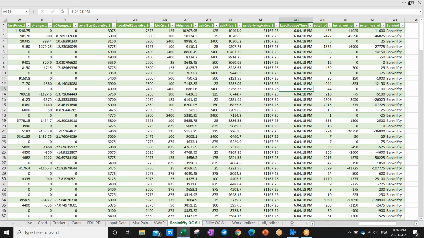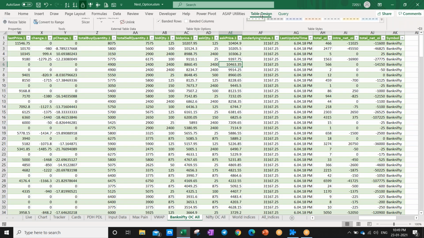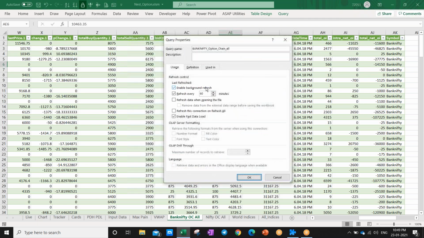Okay, select any table here. What are the tables here? You will come to know here. The tables I will show you also. Go to table design. When you select this table, you can see the colors. Table design. Go to refresh. Go to connection properties. You can see what is the refresh value. You can change here whatever the value you want, 5, 10, whatever you can change it.